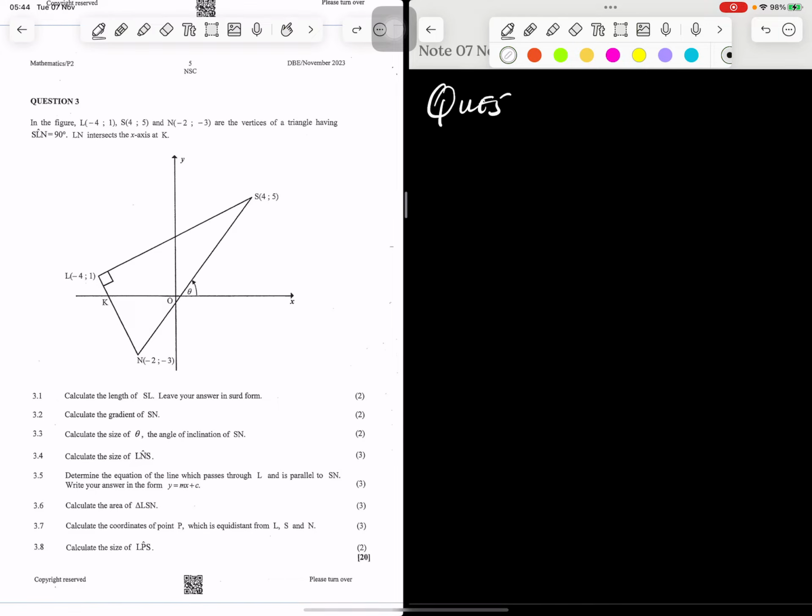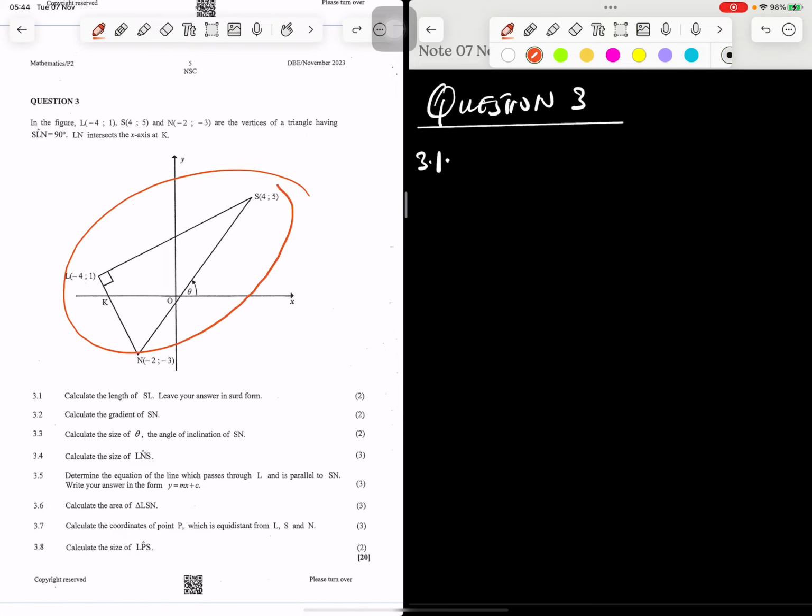Question 3. I'm just going to underline that. And then 3.1. They are giving you the love letter here, which is also shown in terms of the triangle in the Cartesian plane right there. You also have the angle of inclination, which is theta there.